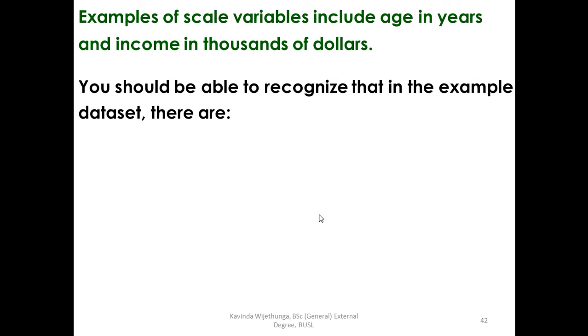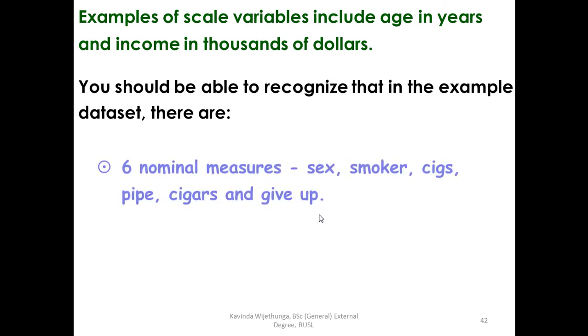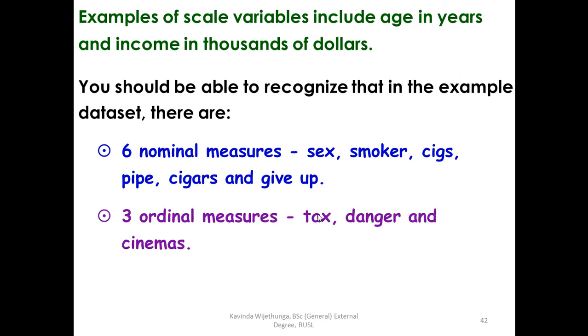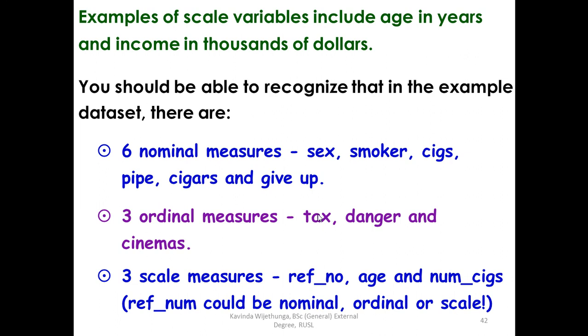You should be able to recognize, in the examples, what the data are. In this given example, there are 6 nominal measures. You have to identify those according to the nature of the variable. So what are the nominal measures in our example? Sex, smoker, sex, pipe, cigars and give up. Those are the nominal variables. And there are 3 ordinal measures: tax, danger and cinemas, because there is some ranking involved with these variables. Finally, 3 scale measures: reference number, age, number of sex.